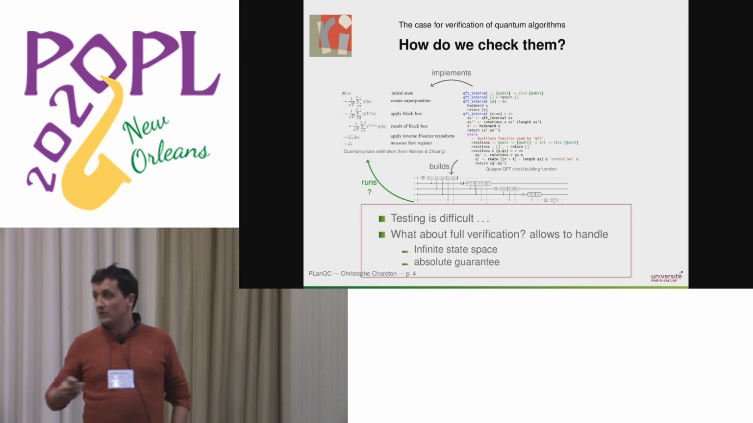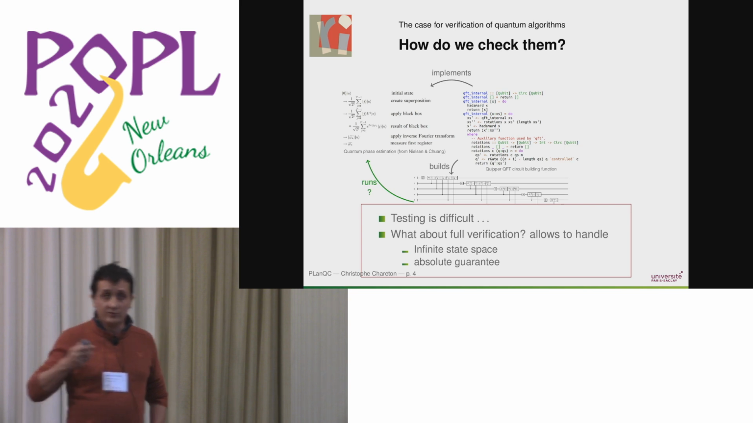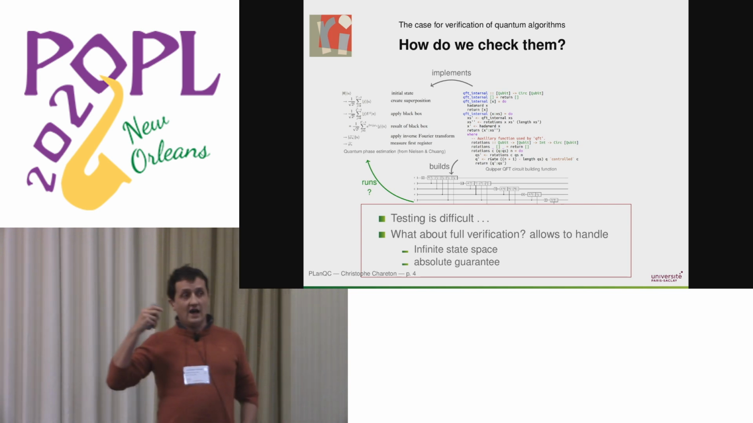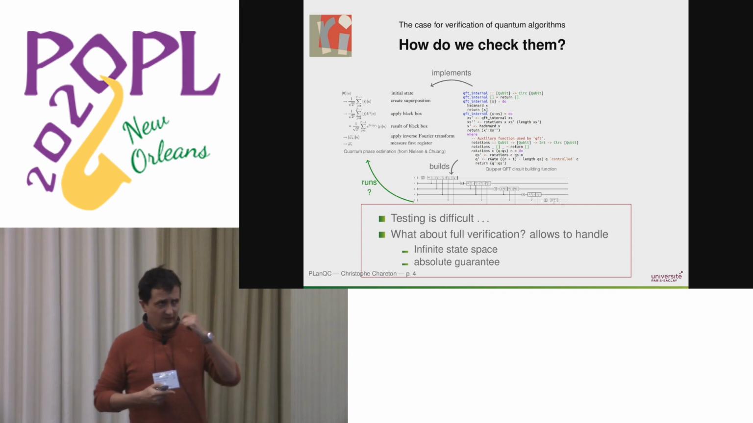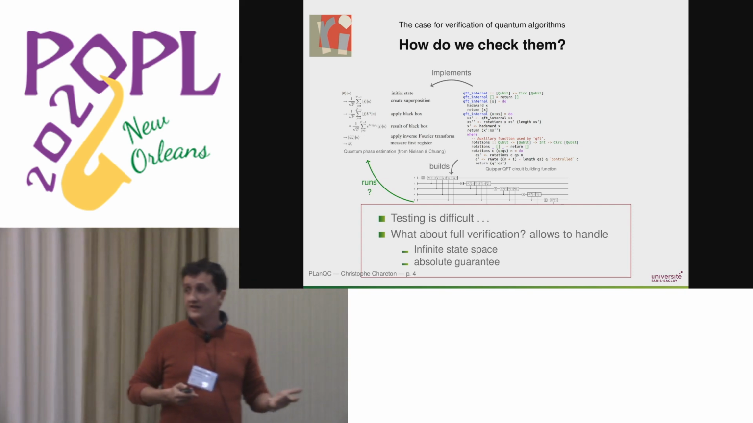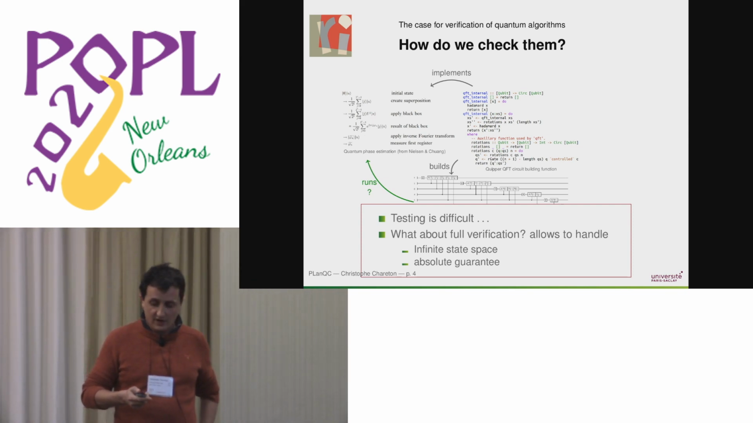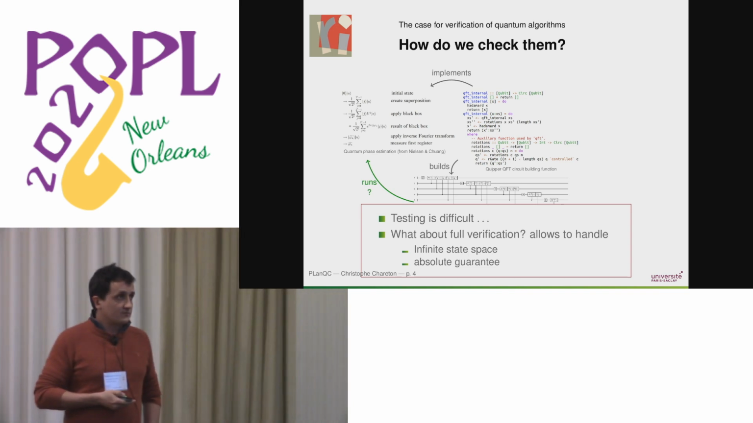And so we ask, what about full verification? Because such a strategy would bring solutions to the dead ends of testing strategies. And in addition, it would allow us to handle infinite state or unbounded state spaces. And it would also enable us to provide, once and for all, absolute guarantees of the correctness of a program. So this is what we are doing.